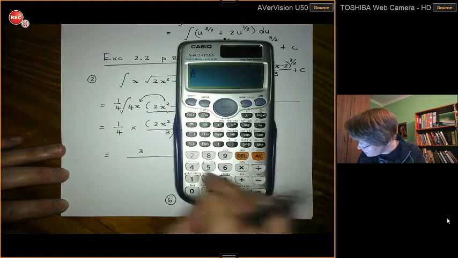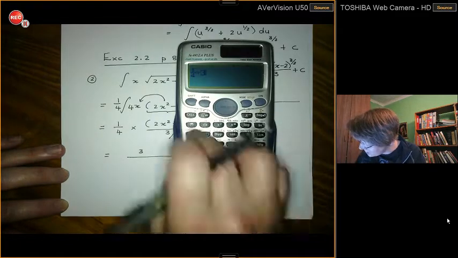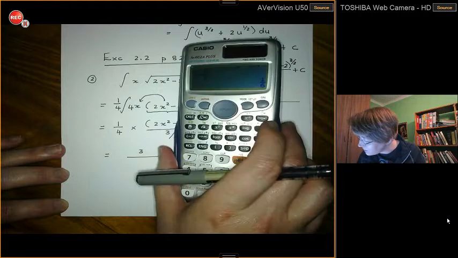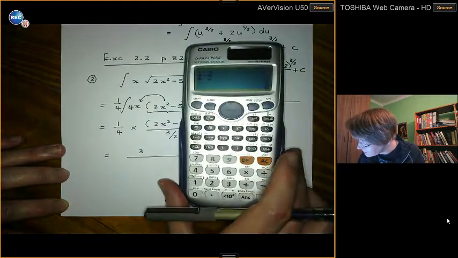Okay, so it's 1 over 4 divided by 3 over 2, just to double check. So that's going to be 1 over 6. I knew I was doing something wrong. Okay.